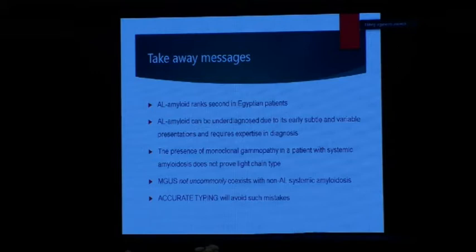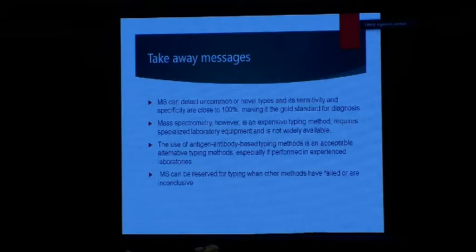So to sum up, AL amyloid ranks second in Egyptian patients, same as ALECT2, and follows AA. It can be underdiagnosed due to its early, subtle, and variable presentations, and requires expertise in its diagnosis. As Tamer has mentioned, the presence of monoclonal gammopathy in a patient with systemic amyloidosis does not prove light chain type. MGUS not uncommonly coexists with non-AL systemic amyloidosis, and you've seen the reports, so accurate typing will avoid such mistakes, especially with ALECT2. We have several cases where patients have an MGUS, but their amyloid type turned out to be ALECT2.